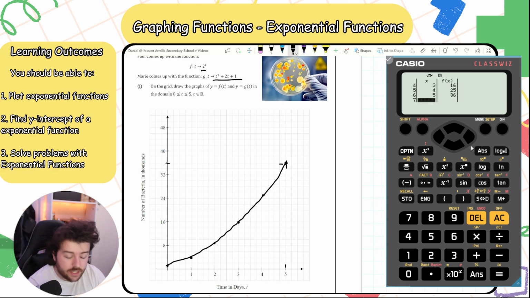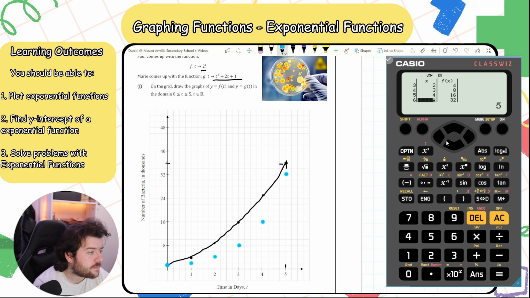Right, so let's plot now 2 to the power of t. So let's go back now and change my function. 2 to the power of x. Starting at 0, ending at 5, going up in ones. So my first one is 0, 1. There it is. 1, 2, okay, there it is. 2, 4, right, okay, there it is. 3, 8, there it is. 4, 16, there it is. And 5, 32, there it is.